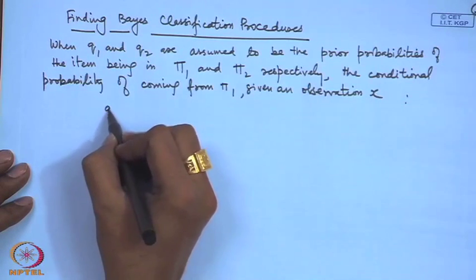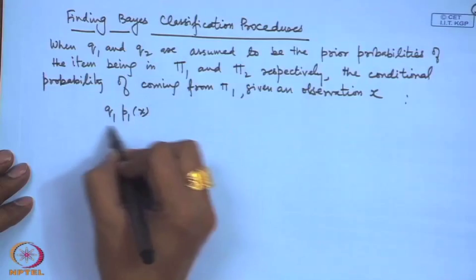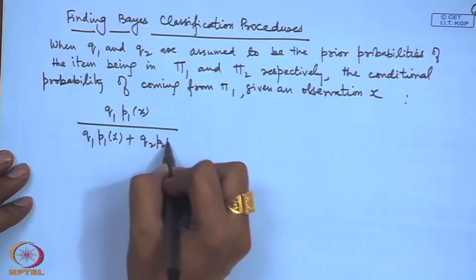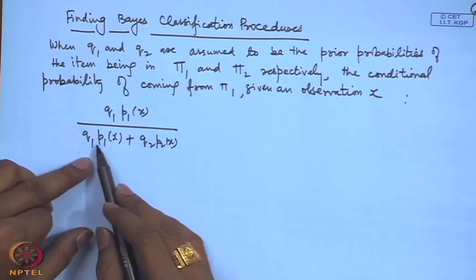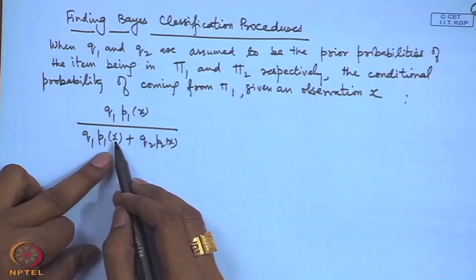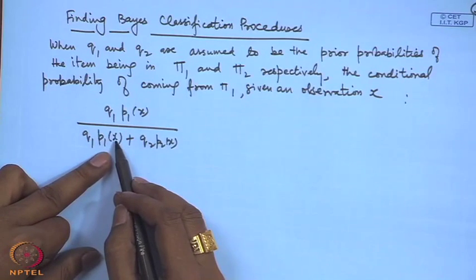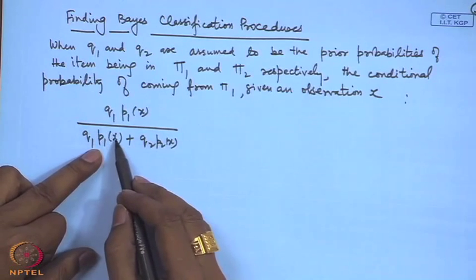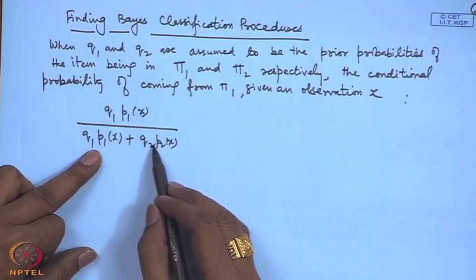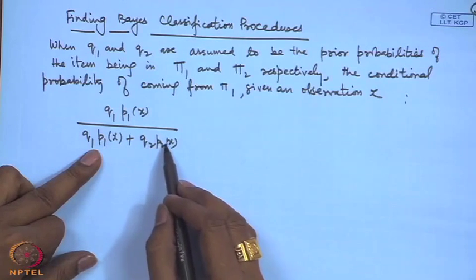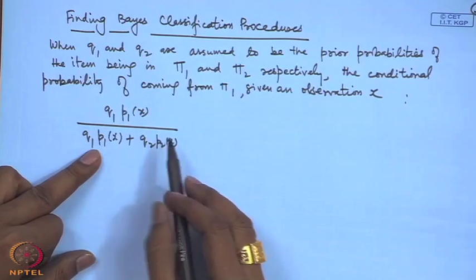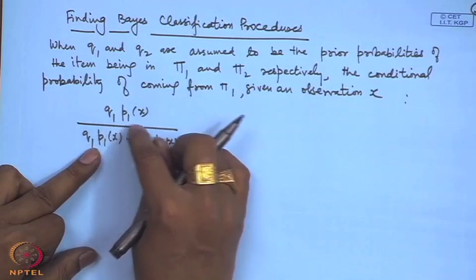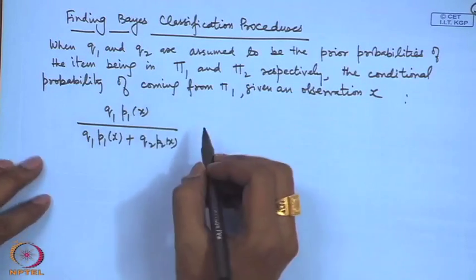So, this will be equal to Q1 P1 x divided by Q1 P1 x plus Q2 P2 x. So, let us look at the denominator. It denotes an observation. So, then our observation can be from the first one, and then we write the density or the probability of that first one. Then it could be from the second one. So, the probability is Q2, and this is the density of the second one. Now, if we find out the conditional probability that it actually came from π1, then we write it in the numerator. So, this is actually just an application of the Bayes theorem.